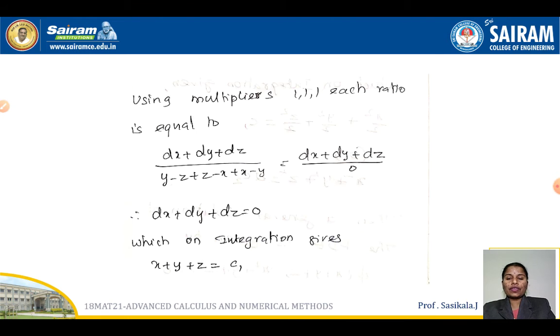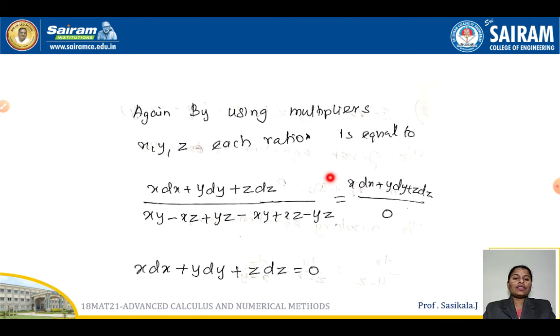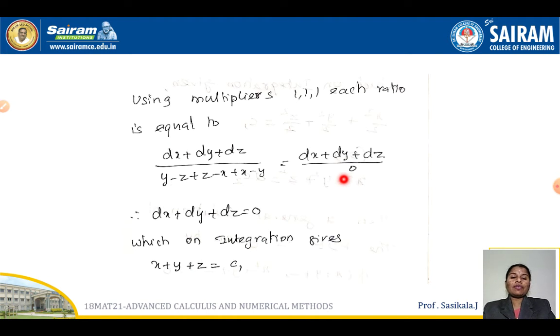So now you can move to the second question. So dx plus dy plus dz by 0. I can write dx plus dy plus dz equal to 0 as per the ratio, which you can integrate, and it will give x plus y plus z equal to a constant. So I am taking C1. I have to choose another multiplier because the answer must be phi of u comma v. So one equation we found.